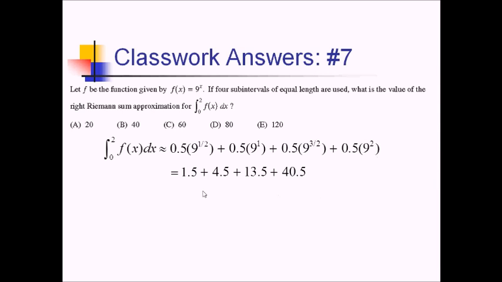This was a no calculator question, so we had to do this without one. So this is going to be 1.5 and 4.5. That's going to be 6. And then these two values here add up to 54. So that's going to be a grand total. 6 plus 54 is going to give us 60. It's a nice whole number. That comes out to choice C.